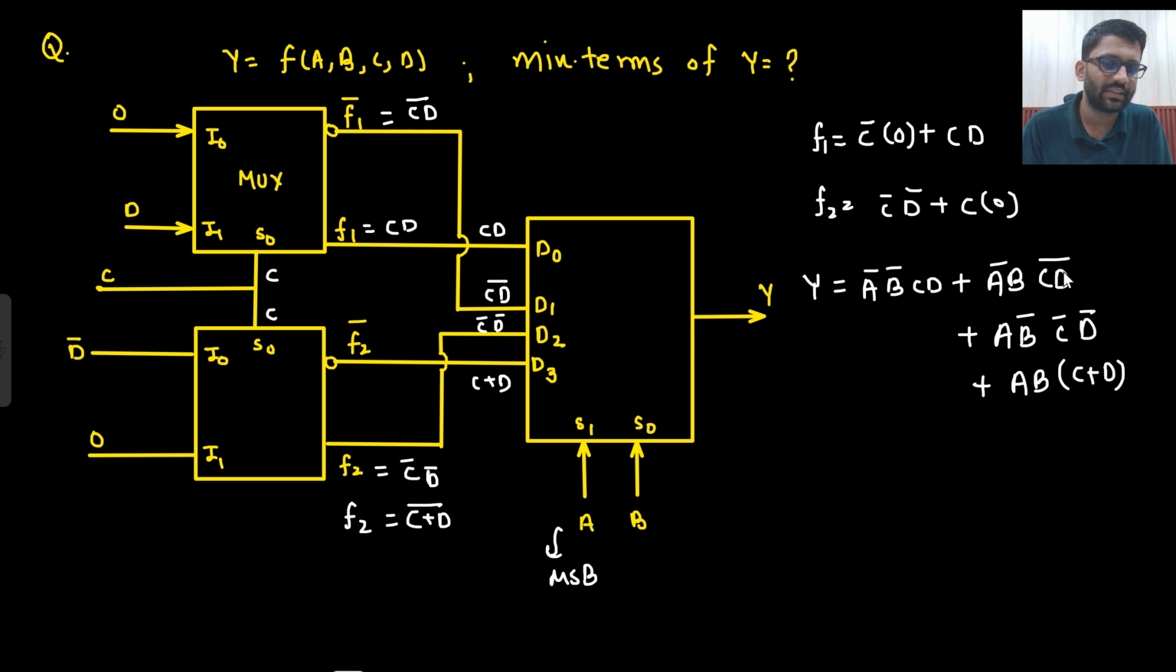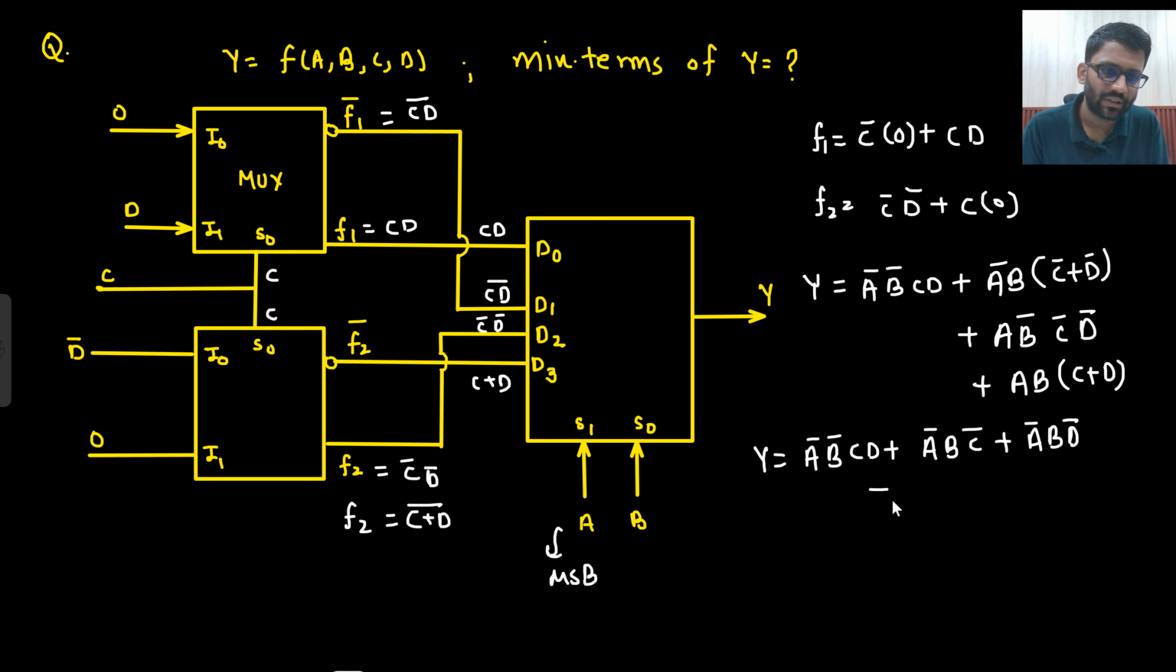This is CD whole bar. So I can write it as C bar plus D bar, right? It can be written as C bar plus D bar. So Y would be equal to A bar, B bar, CD plus A bar, B, C bar plus A bar, B, D bar plus A, B bar, C bar, D bar plus ABC plus ABD.